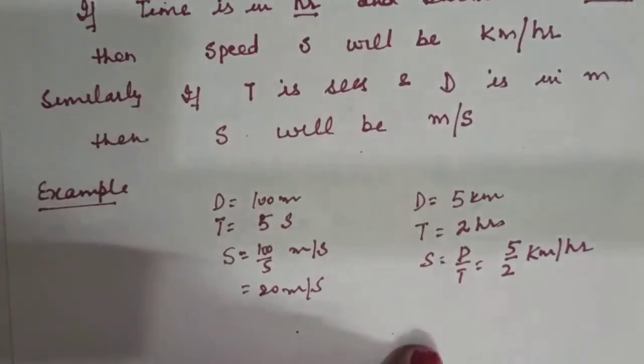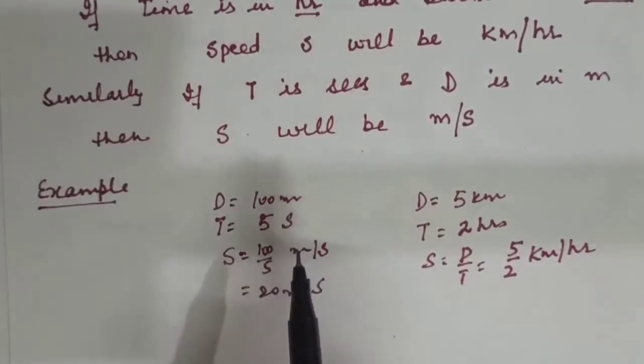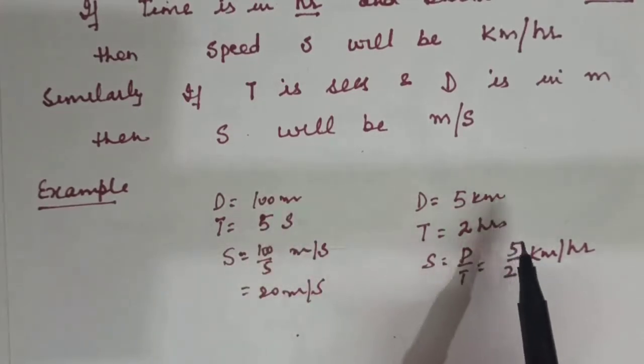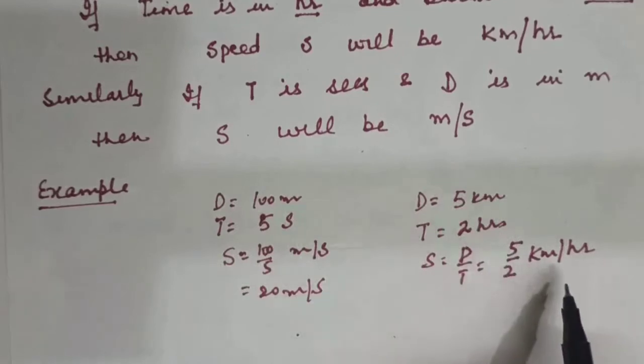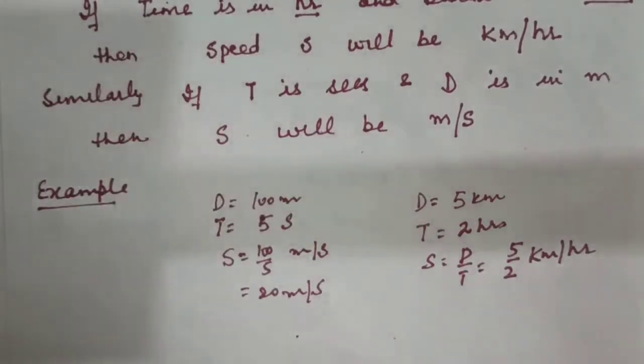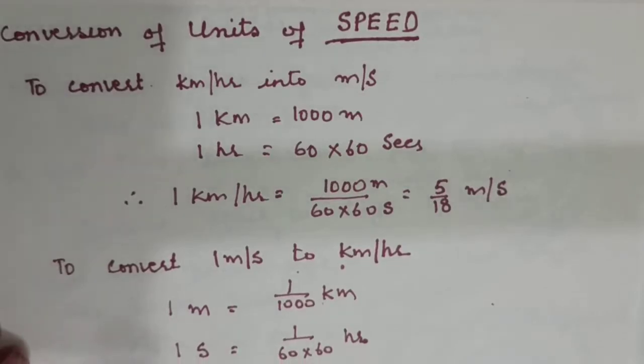You got it? So when we have distance in meter and time in seconds, speed comes in meter per second. When distance is in kilometer and time in hour, speed comes in kilometer per hour. Now we will learn how to convert the units from kilometer per hour to meter per second and meter per second to kilometer per hour. Now, conversion of units of speed.